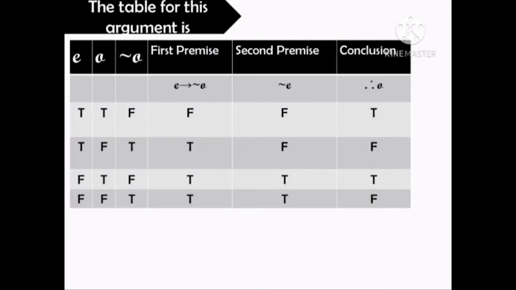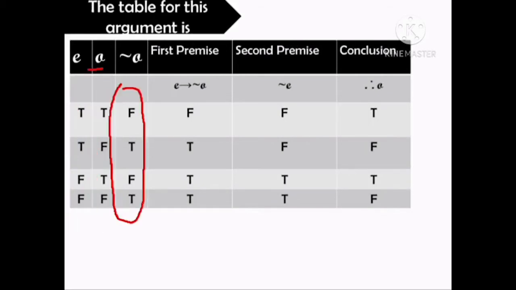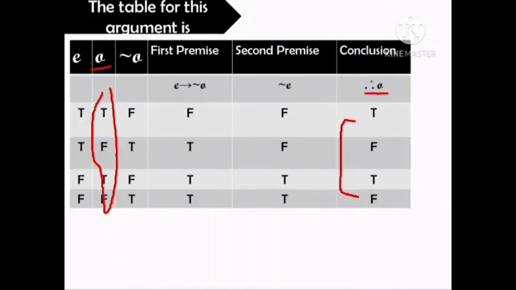The table for this argument: the first and second columns, we can obtain this. The third column is not O, which is only the inverse of O. And in the fourth column, we have the first premise, which is E implies not O. So if E is T and not O is F, we can have F, as discussed in the previous lesson, and so on. And for the fifth column, we'll have the second premise, or the not E, which is the inverse of E in the first column. And lastly, we'll have the conclusion O, so copy O in the second column.